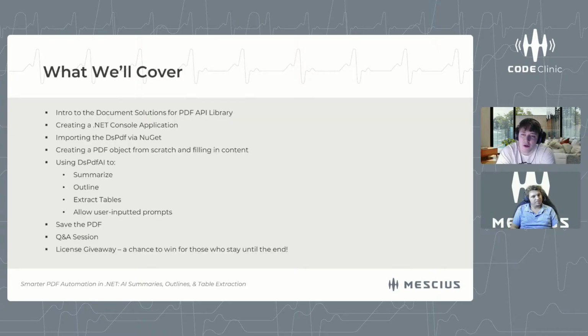So this is exactly how we're going to cover it. First, we're going to do a quick brief intro to the Document Solutions for PDF API library. We're going to create a .NET console application from scratch, and we're going to import the DsPdf library via NuGet. And then we're going to create a PDF object from scratch and fill in the content for that PDF. And once we have all that done, we're going to use DsPdfAI to summarize, outline, extract tables, and allow user-inputted prompts into our application. And finally, we're going to save the PDF, and we'll have a Q&A session afterwards.